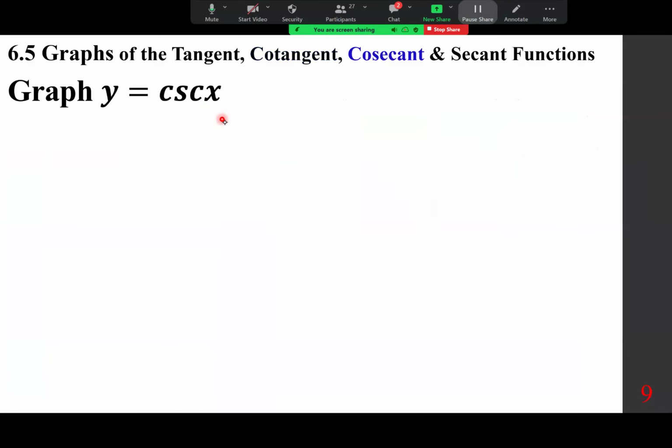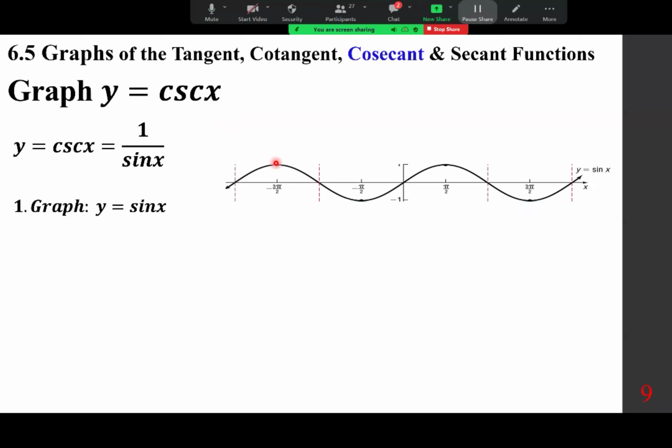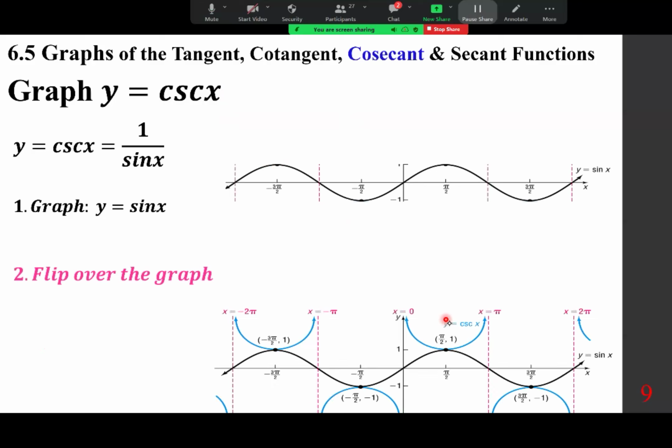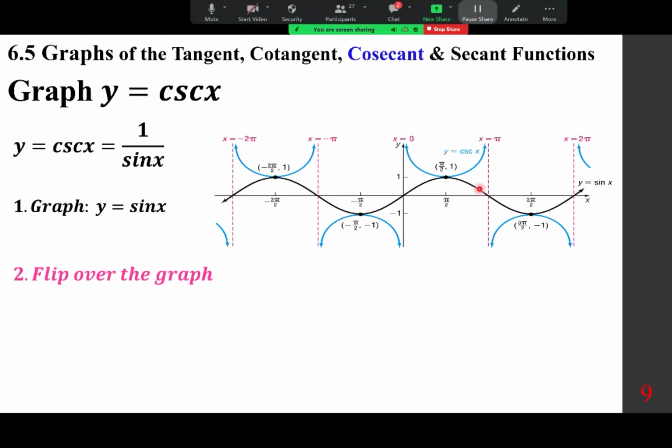Y equals cosecant x. For that, we know cosecant is 1 over sine. So we graph y equals sine x, and then we flip it over. So it goes like that, like that. The black one is sine, the blue one is cosecant x.